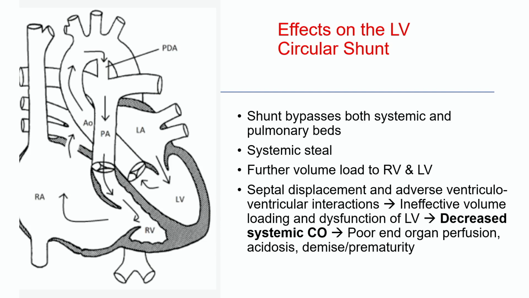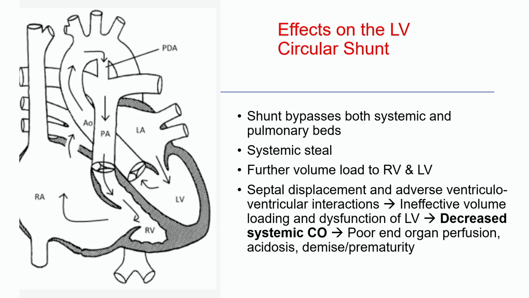So basically, the effects of the circular shunt on the heart, especially the left ventricle, because your right ventricle we showed is already compromised, but what happens to the left ventricle? This circular shunt bypasses both the systemic and the pulmonary beds. There's systemic steal. There's a further volume load to the left ventricle as well as to the right ventricle, and the septum is displaced. And there's adverse interaction. Remember how I showed you that funny septal movement? That's what I was talking about. So there's ineffective volume loading, dysfunction of the LV, and it just goes on and on.